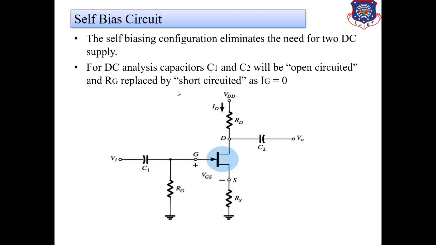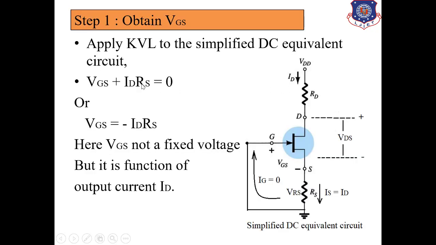Again, I am explaining the equivalent circuit. RG is replaced by a short circuit as IG equal to 0. In a self-biased circuit, IG equal to 0, that is a very important point. So finally, make VGS the subject: VGS equal to minus IDRS. I just shifted IDRS to the right hand side with a minus sign. So this is the analysis of the input DC equivalent circuit.